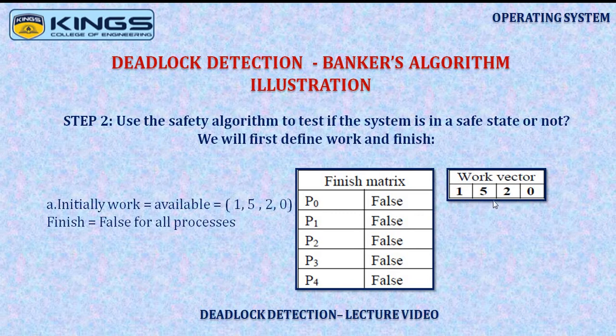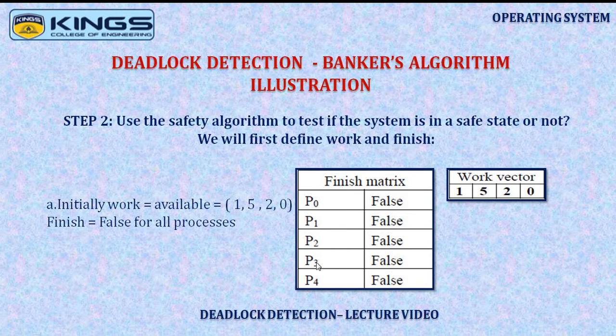Whatever resources are currently available are made as an entry into the work vector. Work vector is nothing but whatever resources are left free to utilize at present, that is, the available resources after allocation. As per the state of the problem, 1 A instance, 5 instances of B resource, 2 instances of C resource and nil availability of D resource is the current state of the system.